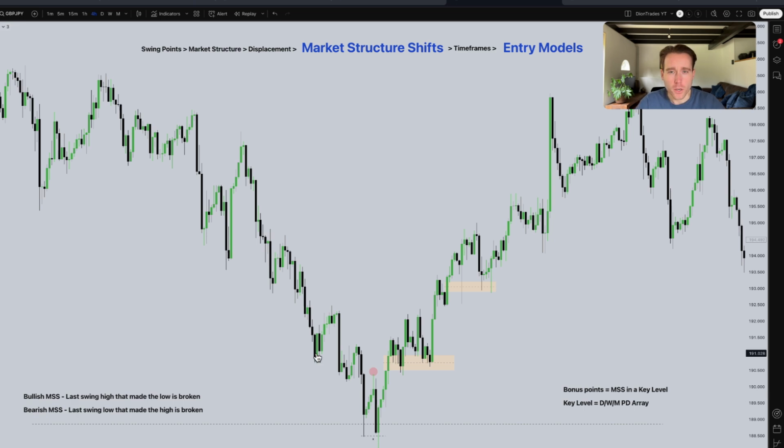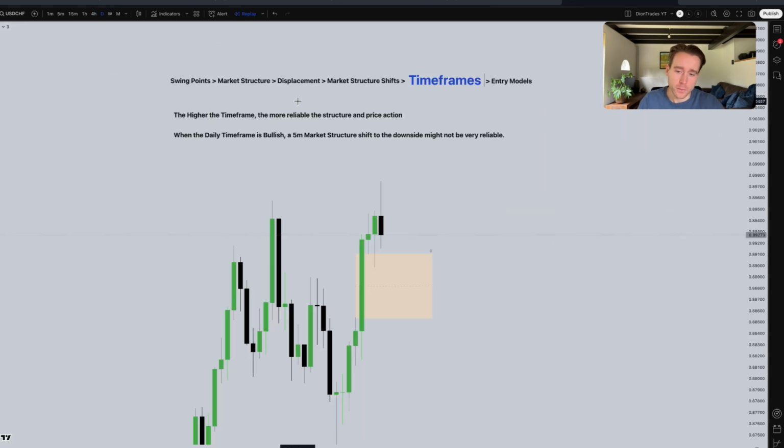But now maybe you have the question, okay, I know now what a market structure shift is, but a market structure shift is on the 5 minutes, on the 50-minute time frame, on the daily. Where does this market structure shift need to form? Let's talk about it right now. And a rule of thumb here. The higher the time frame, the more reliable the structure and the price action. So a daily or weekly higher highs, higher lows, a bullish market structure, or lower lows and lower highs, a bearish market structure, is way more reliable than, let's say, a 5-minute market structure.